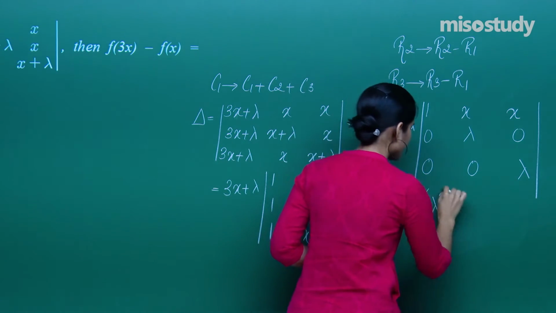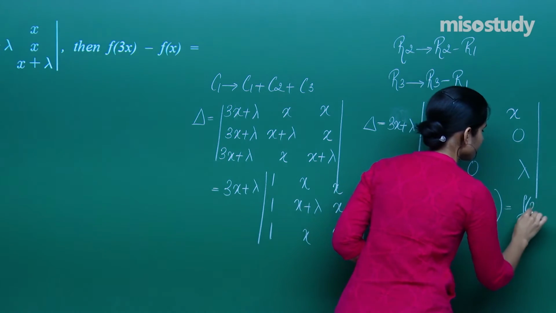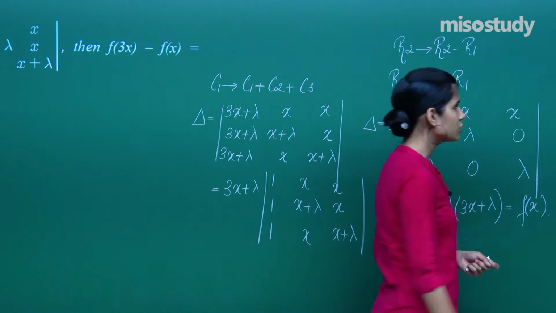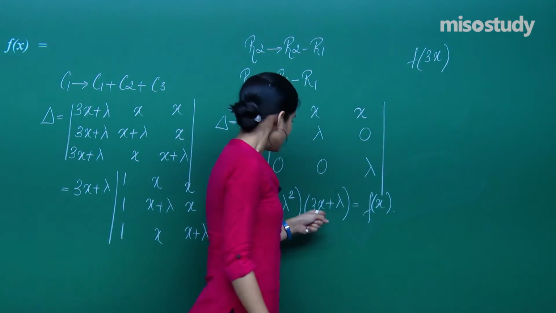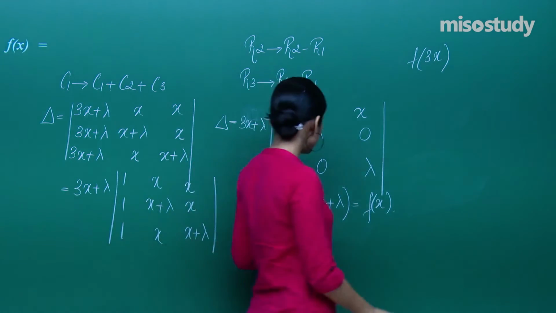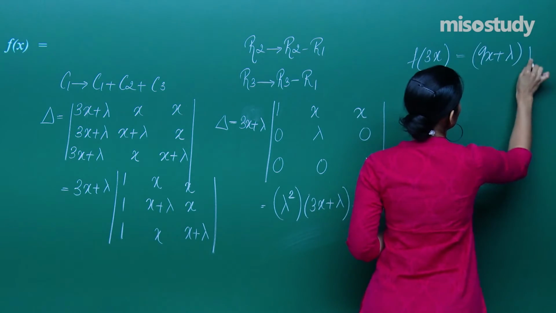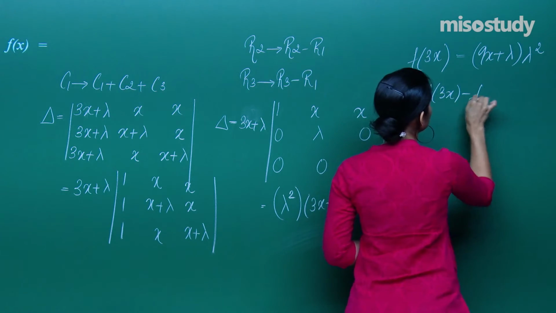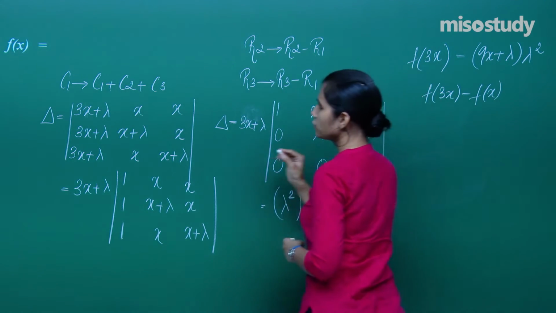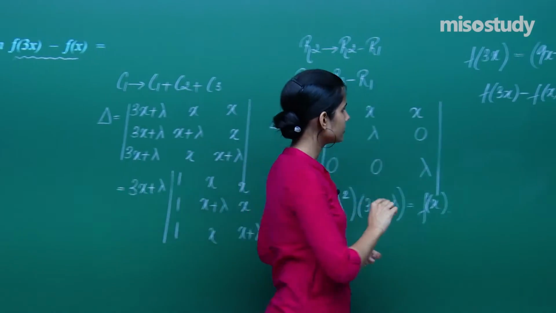Right? So you have lambda squared into 3x plus lambda as your f of x. So what will be f of 3x? In place of x put 3x, you get 9x plus lambda into lambda squared. Therefore, f of 3x minus f of x, that's what we need to find. f of 3x minus f of x is what?